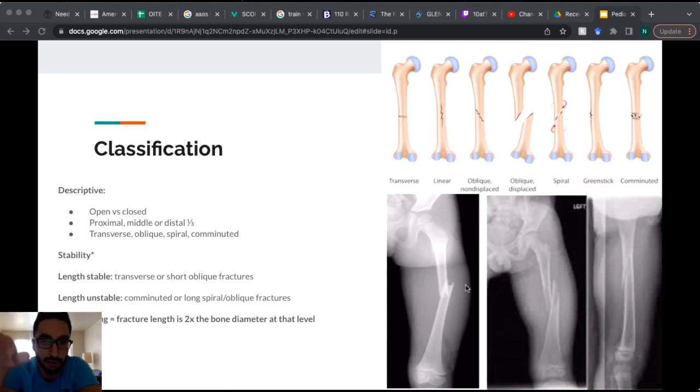Now, what defines a long versus a short? A long fracture is one where the fracture length is 2 times the bone diameter at that level. That's what makes it a long fracture, and those are unstable. And we have images here on the right of a stable fracture, just a simple transverse, versus a long oblique fracture here. This is an unstable fracture.